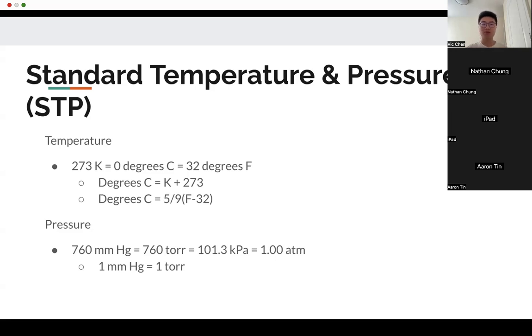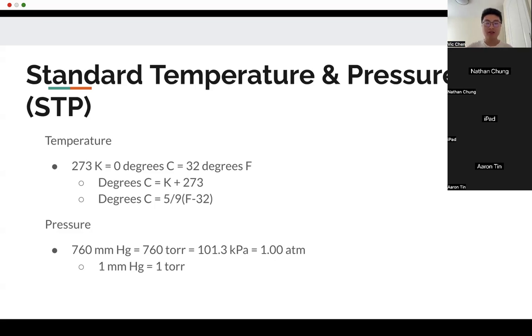Most chemistry problems you'll see will either be using degrees Celsius or Kelvin. Just be sure that when you are doing any calculations that you use Kelvin, because for most formulas, they only work with Kelvin and not so much degrees Celsius. Now, standard pressure. This is something that I hope you do remember, but it's okay if you don't.